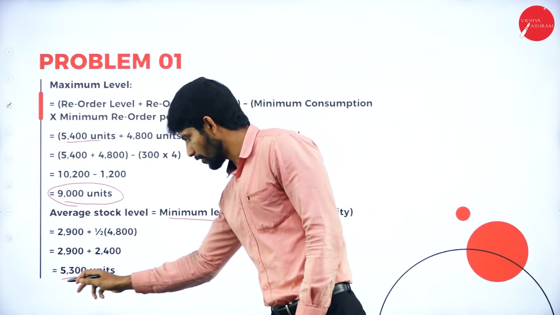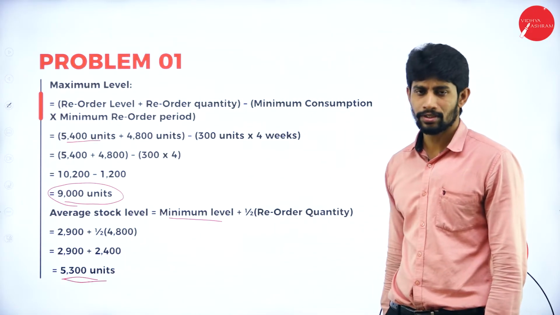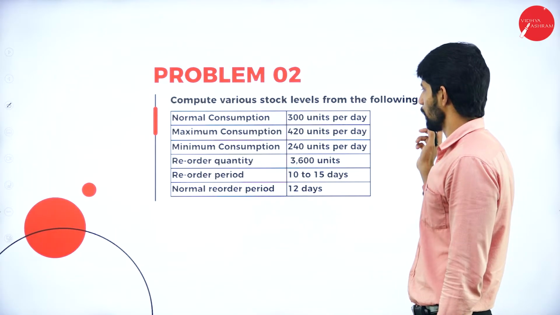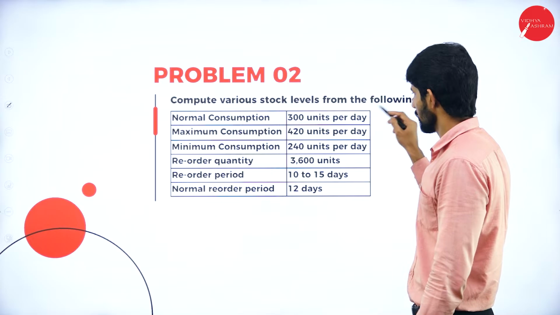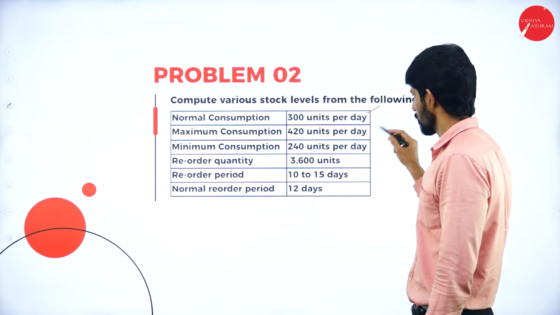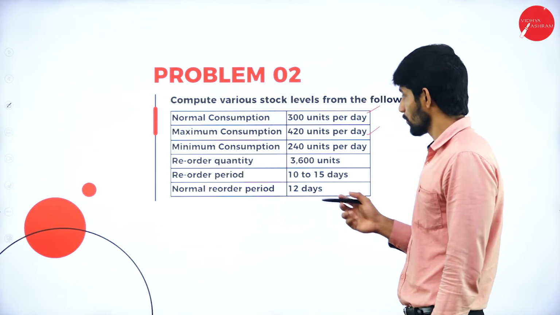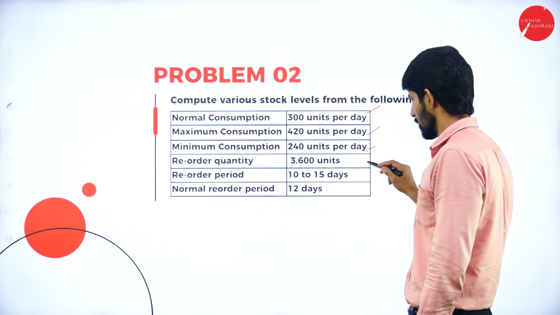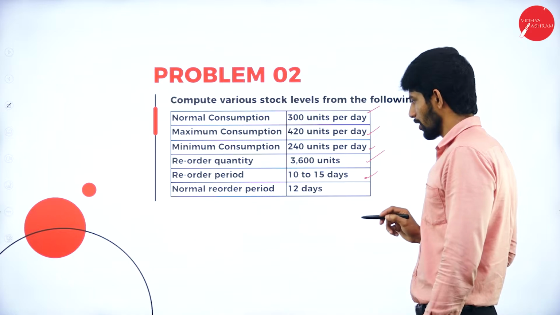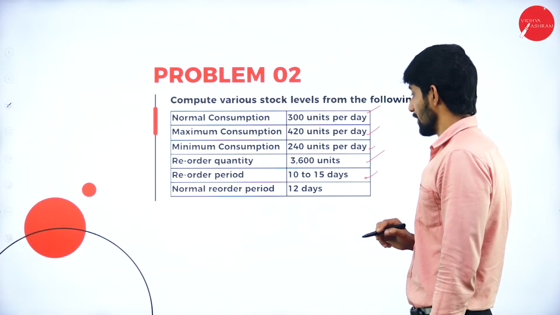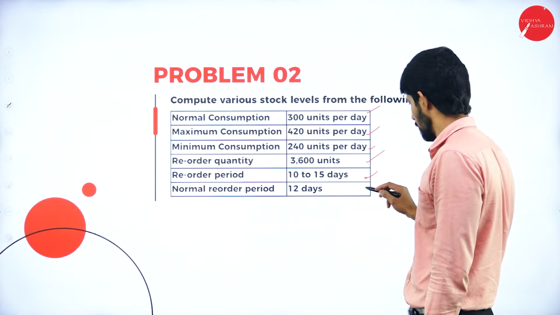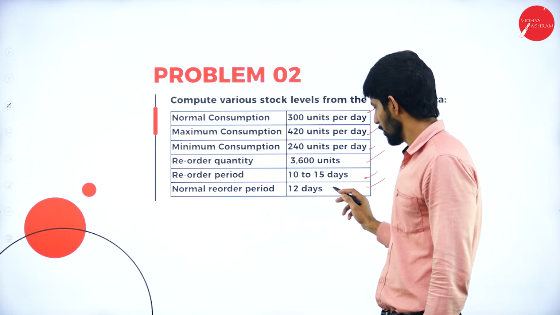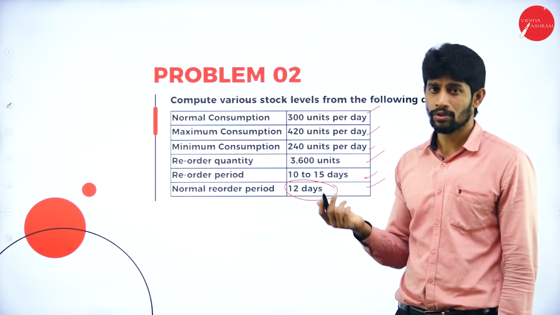You will get 5,300. This is called average stock level. Problem number 2. Compute various stock levels from the following data. Normal consumption 300 units, maximum consumption 420 units, minimum consumption 240 units, reorder quantity 3,600, reorder period 10 to 15 days. Next, normal reorder period 12 days. The normal reorder period is given here itself, 12 days, no need to compute.